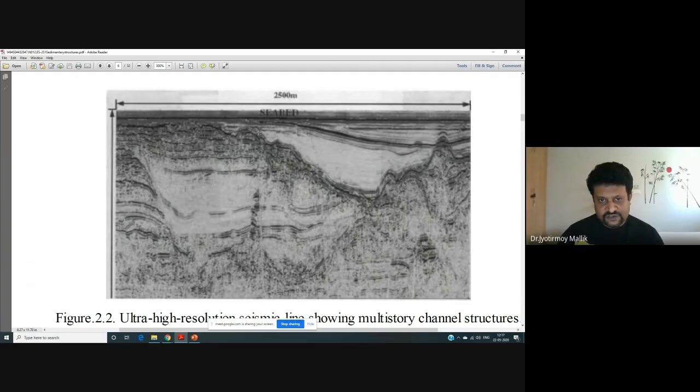Now you can also observe another channel being developed here, and that channel is cut by another channel, and you can see the development of another channel here. Okay. So at least three channels you can identify from these seismic sections, and they are extremely important in the oil and gas industry, as I said, because they produce very good reservoir quality rock.